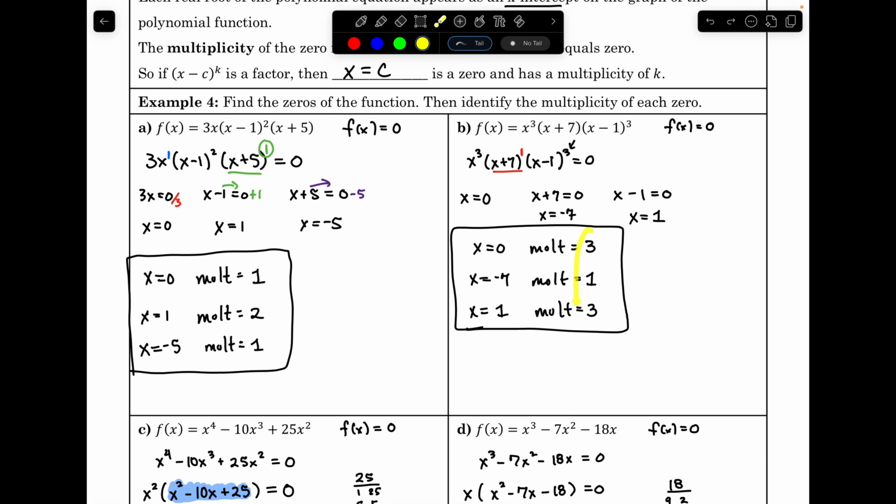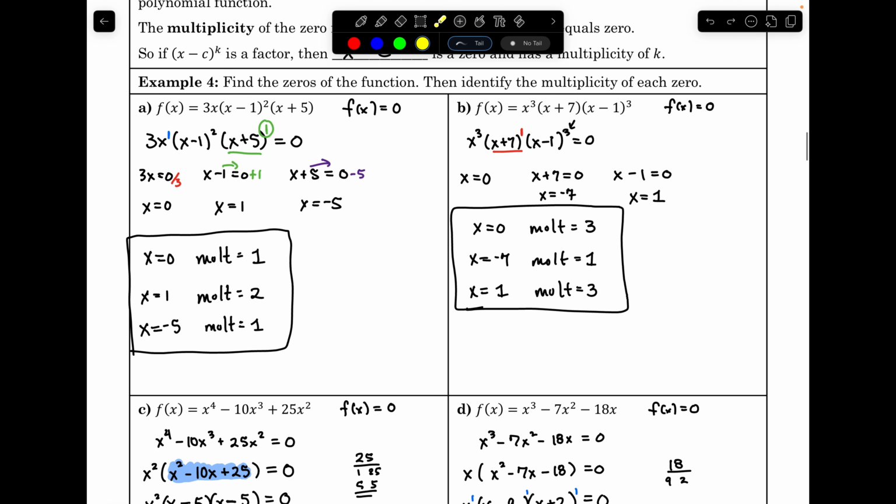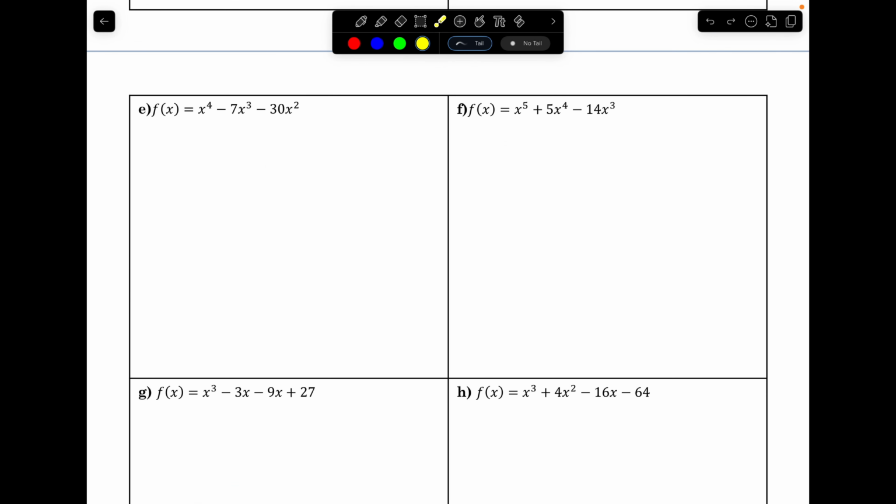So if I can identify the multiplicity of each 0, I can also determine the degree of the polynomial. So here, since this adds up to a total of 7, the degree of this polynomial will end up being 7 as a result. So there's a direct correlation between the multiplicity and the degree. The total of the multiplicity, let me rephrase, there's a correlation between the total that the multiplicity adds up to and the degree of the polynomial function. So very, very neat. And like I said, this is going to be important in future lessons. So let's look at some more examples. Okay, moving on to the next page.